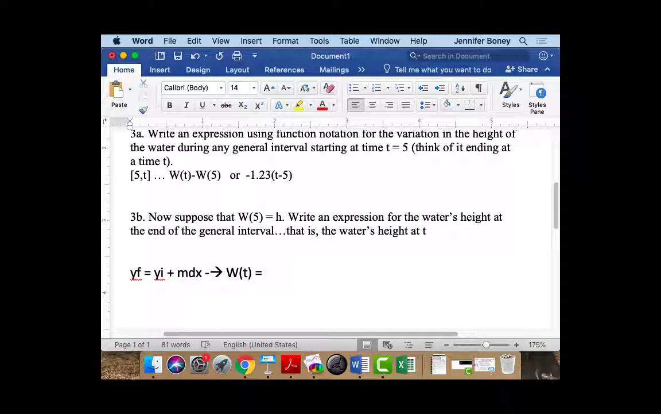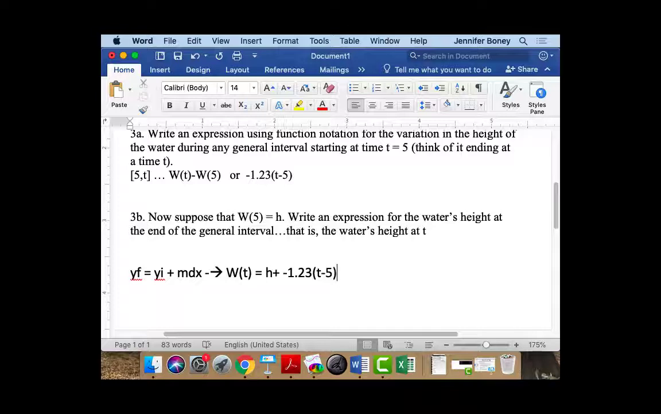My initial height is W of 5, otherwise known as h, and the rate of change was negative 1.23 times t minus 5. So this is my starting height, and then what happened afterward. It started at height h at time 5, and then it decreased at a rate of 1.23 centimeters per minute for this many minutes.